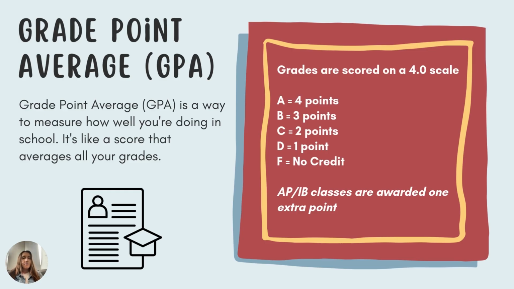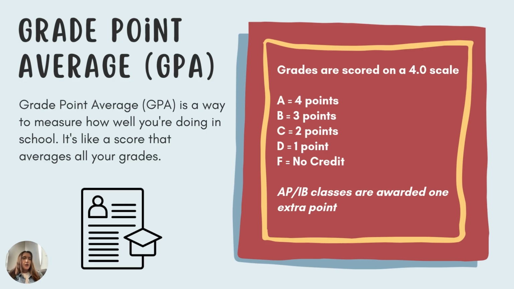So an A gives them 4 points, a B gives them 3 points, a C gives them 2 points, a D gives them 1 point, and an F is no credit. They do not receive any credit. So every letter grade that they are earning is averaging to give them that grade point average on a 4.0 scale. So it's highly recommended that your student achieve and maintain a minimum of a 3.0.